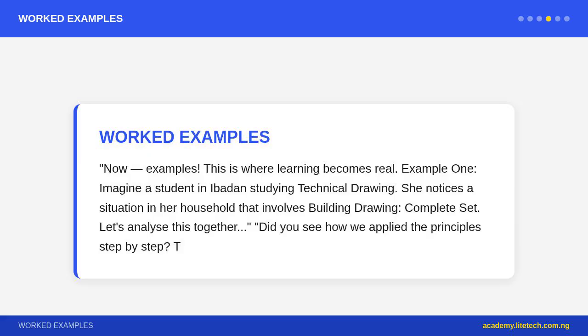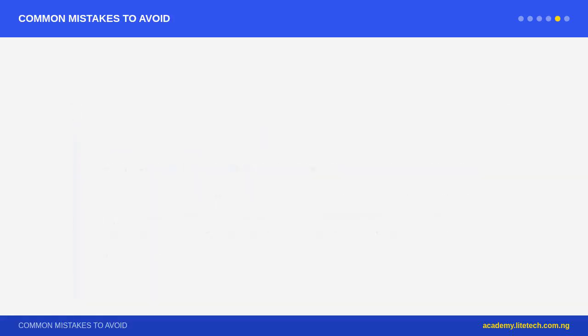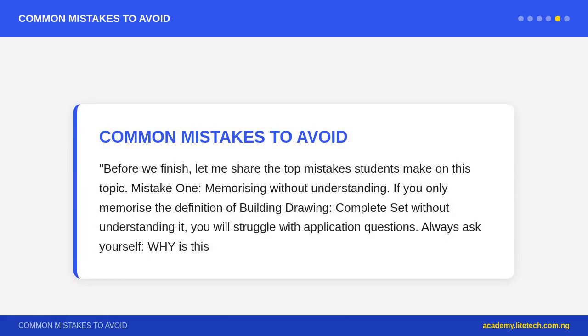Before we finish, let me share the top mistakes students make on this topic. Mistake 1. Memorizing without understanding. If you only memorize the definition of building drawing, complete set without understanding it, you will struggle with application questions. Always ask yourself, why is this true?